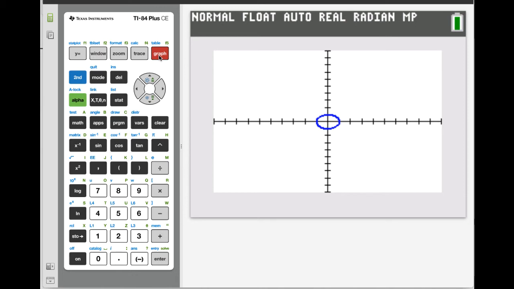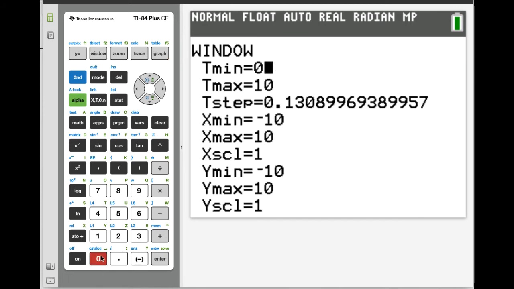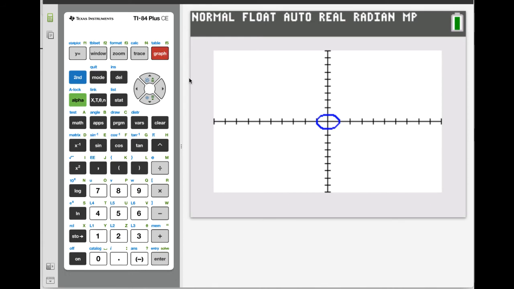Also, we had graphed in our last example, where we let the parameter be minus 10 to 10. So I'm going to go into the window here, and I'm going to go from 0 to 2 pi, which is what we specified in this problem. So let me fix that. We'll go 0 to 2 pi, and now when I graph, we see that circle again.